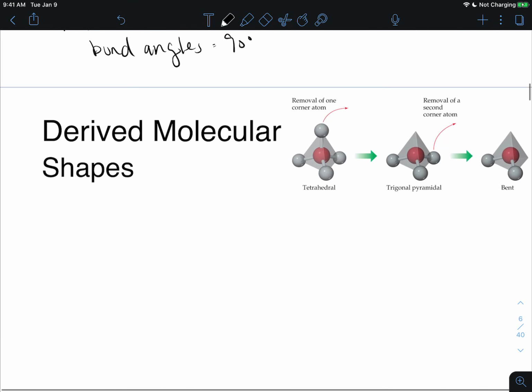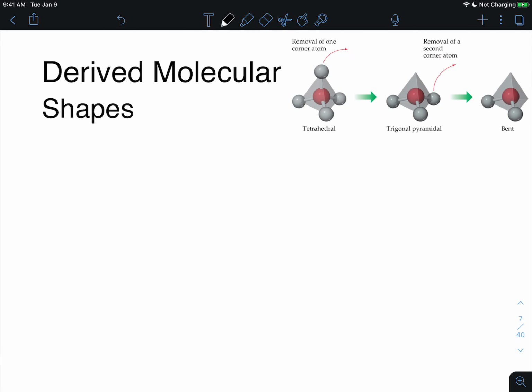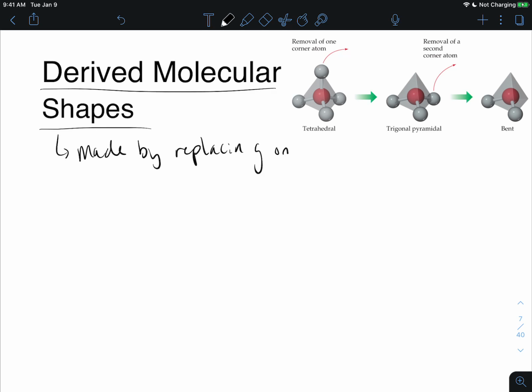Okay. Next, let's look at what happens when we take one of those atoms and replace it with a lone pair of electrons. So we can take what's called the derived molecular shapes. So these are made by replacing one or more peripheral atoms with lone pairs.